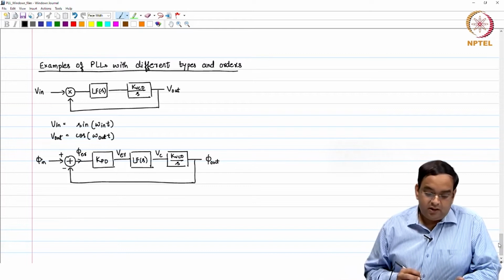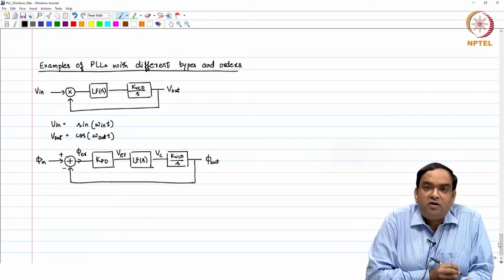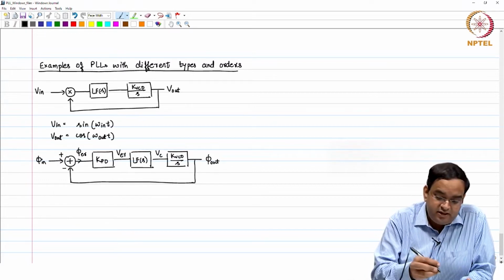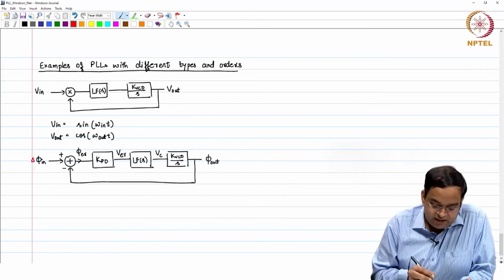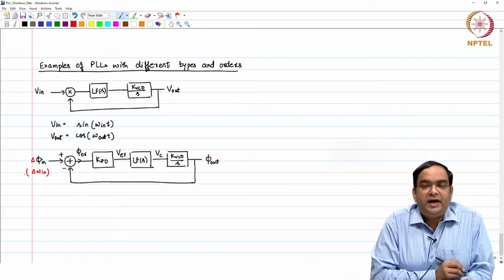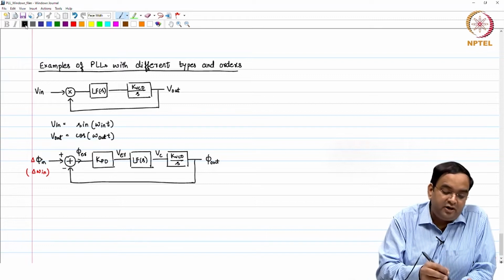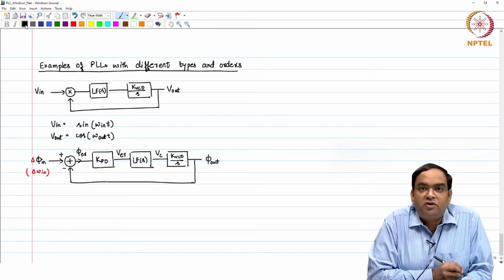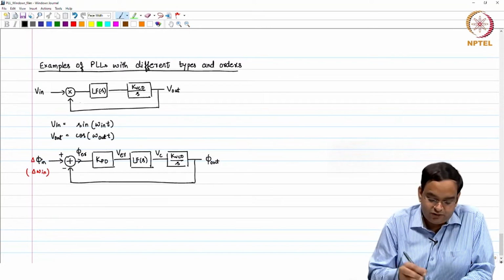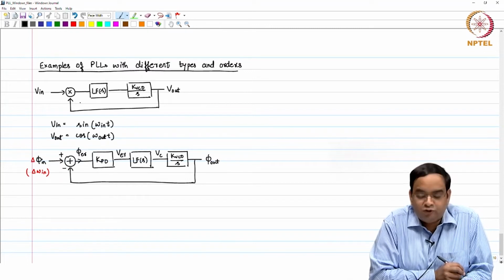Now, where will this type and order of PLL matter? It will matter when we apply any change in phase or any change in frequency of the PLL, and we want to find whether this PLL will remain in lock or it will go out of lock, or what will happen. So, one standard method of a closed loop feedback system is, let us say you have this closed loop PLL, it is closed loop in nature, which is why I am calling it a closed loop, and it is in steady state.